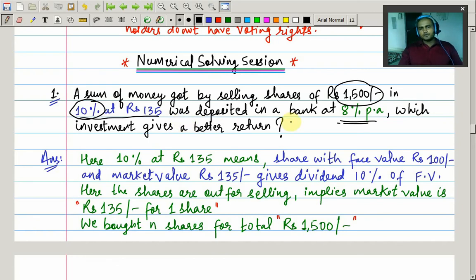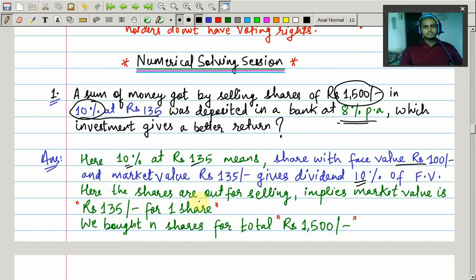So that's my profit in the first type. And if that was deposited in a bank at 8% per annum, which investment will be better for me? Here 10% at rupees 135 means a share with face value rupees 100 and market value rupees 135 gives dividend of 10% of face value.